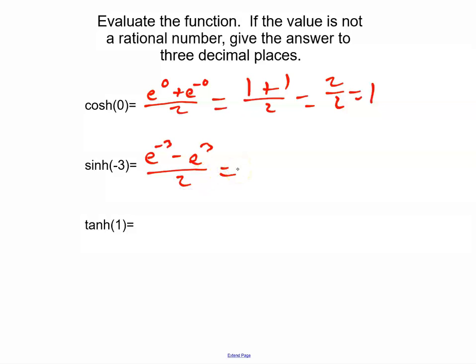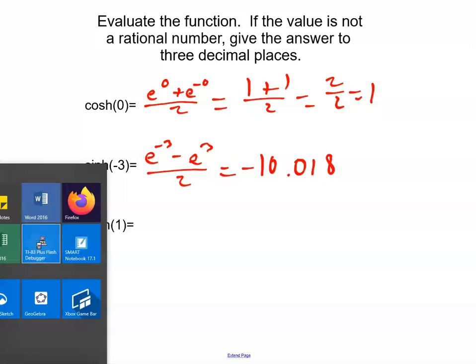I don't need a hyperbolic sine button, but I do need a calculator to be able to type in e to the negative 3 minus e to the 3, divided by 2. And you should get negative 10.01, around 3 decimal places, 8. There's a couple things.